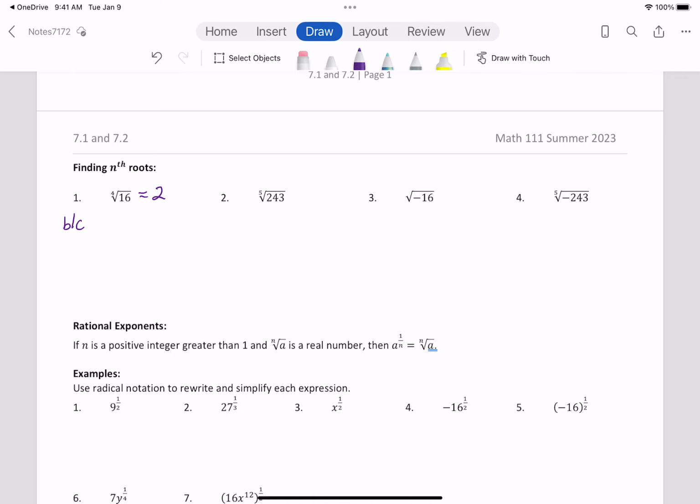So this is going to work like those other ones did. The reason we can do that is because 2 times 2 times 2 times 2 is 16, which is the same thing as 2 to the 4th is 16. So that's what allows me to say the fourth root of 2 to the 4th, because the index and the exponent are the same, they can cancel, and that leaves me with a 2.